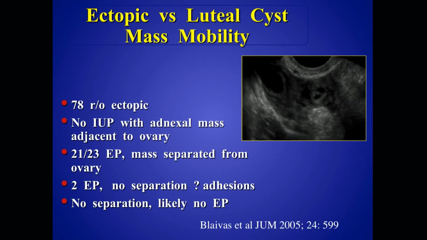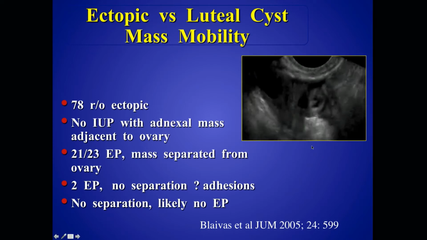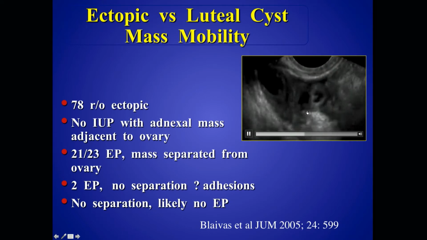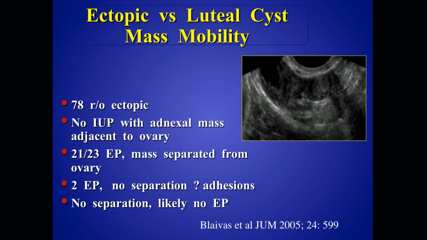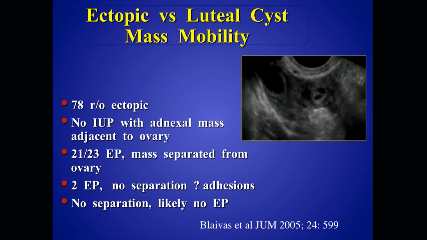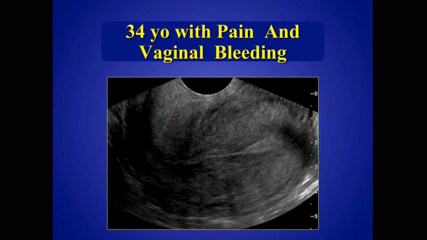Here's a study that came out in JUM years ago that said, you know what, if you gently press on the mass while you're doing the scan, and you can separate the lesions, then you can prove that it's not a corpus luteum. And in this particular example that I've done, you could see here that as I press on it, I can actually displace gently the ectopic pregnancy from the ovary, proving to myself very quickly that this is an ectopic pregnancy. Here's just another example.